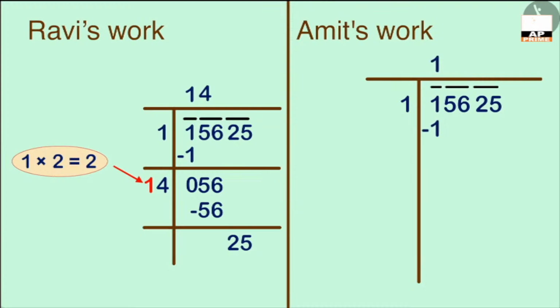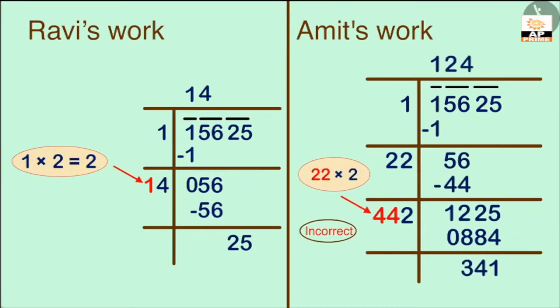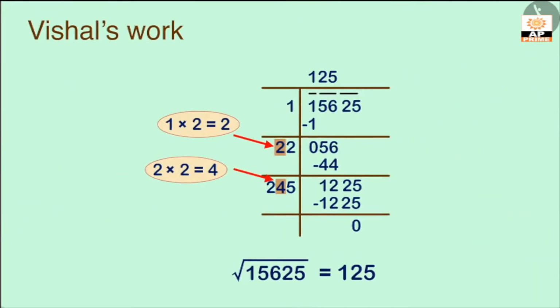Now we will look at Amit's answer. Amit multiplied the whole number of the first divisor by 2 to make the new divisor, which is incorrect because we only have to multiply the digit in the units place of the first divisor by 2 and not the whole number. Vishal's solution is correct.